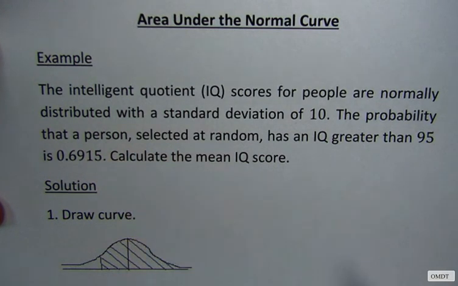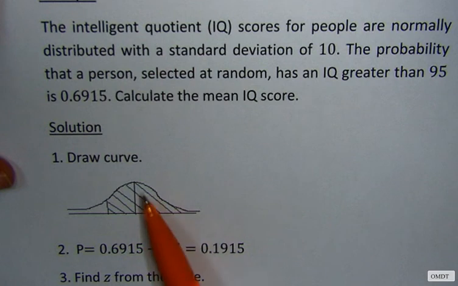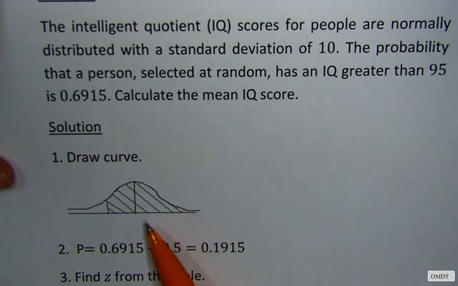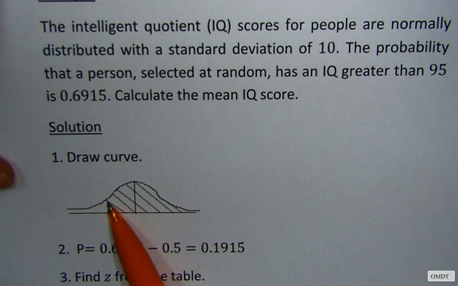0.6915. Okay, the first step is we have to draw our curve. We should know that the total area under the curve is 1, and halfway is 0.5. Our question says greater than, so we know we'll be shading from the top. From the top to the middle is 0.5, but our question is saying 0.6915, so that means it will be somewhere here.